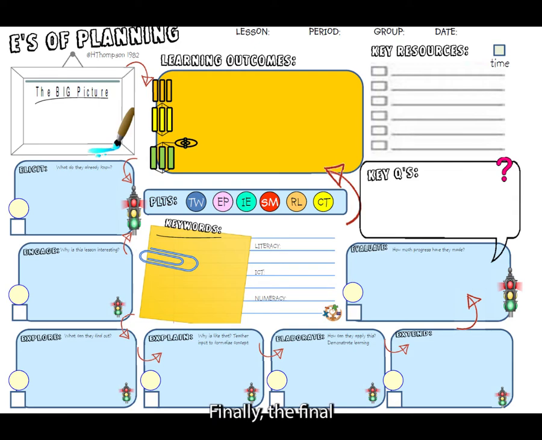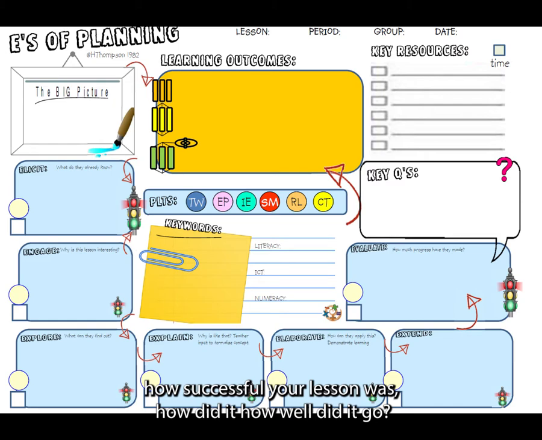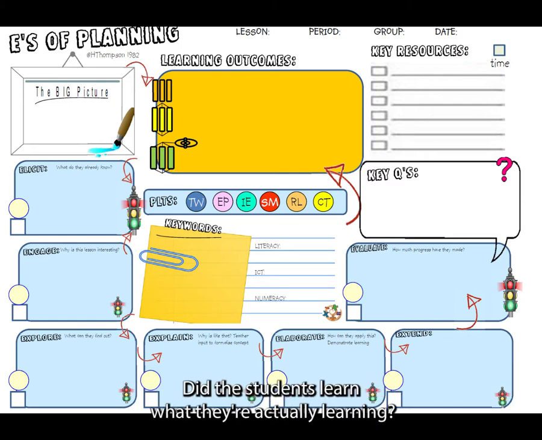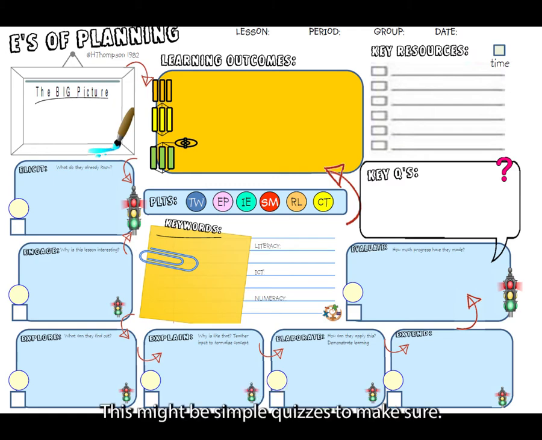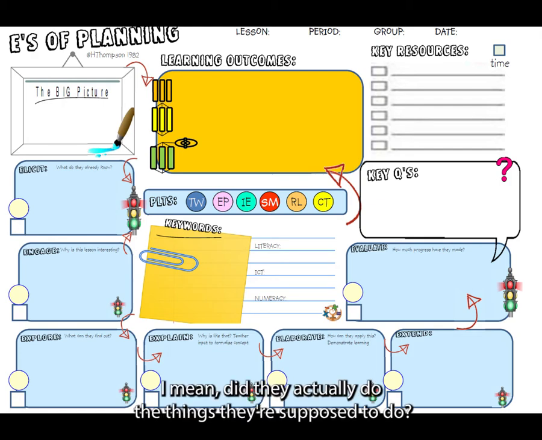Finally, the final E is evaluate, evaluation. Now, this is where you, the teacher, will also need to evaluate how successful your lesson was. How well did it go? How did it not go well? Did the students learn what they're actually learning? This might be simple quizzes to make sure, did they actually do the things they're supposed to do?